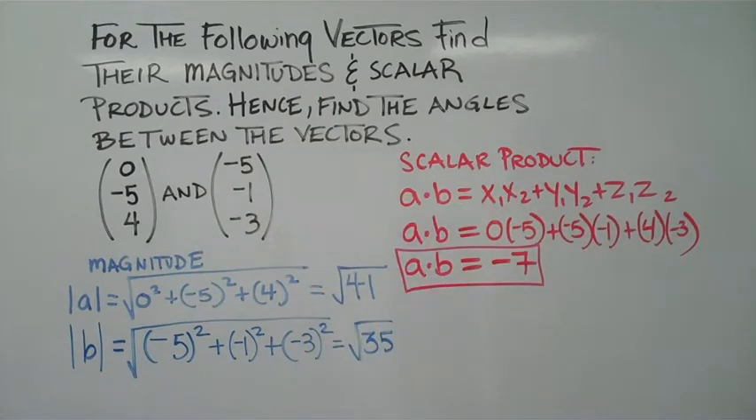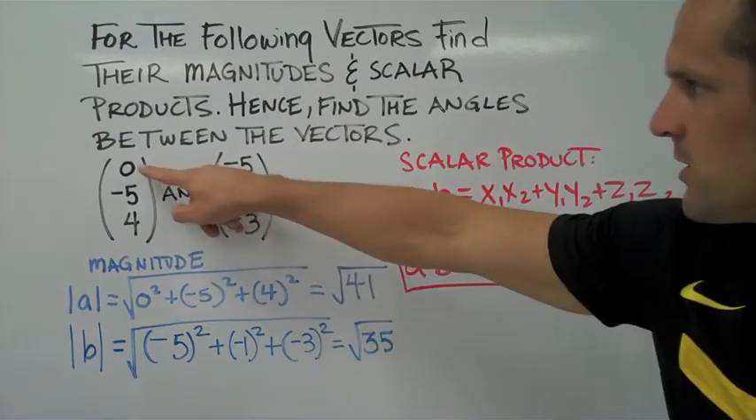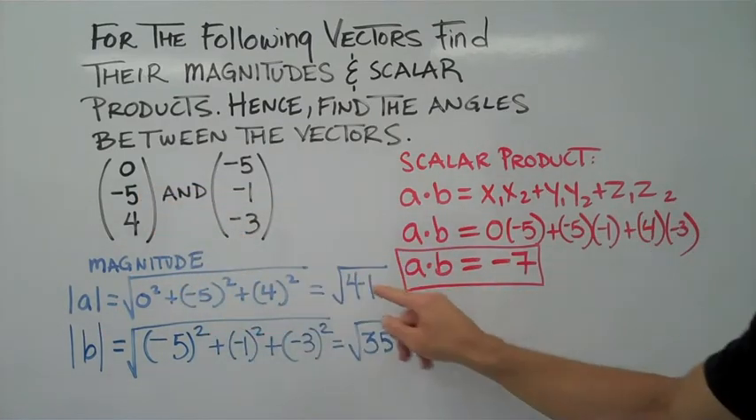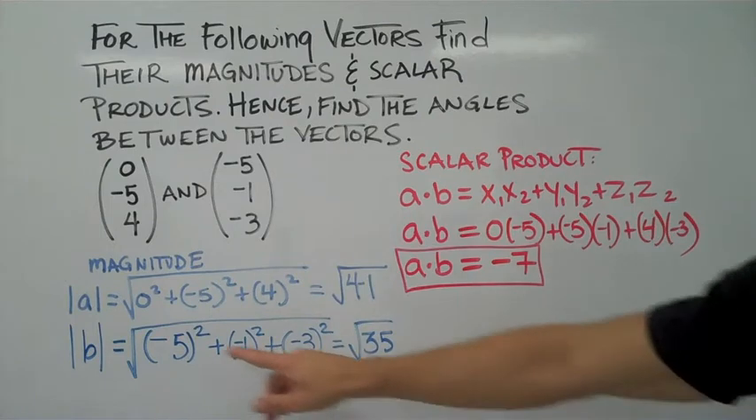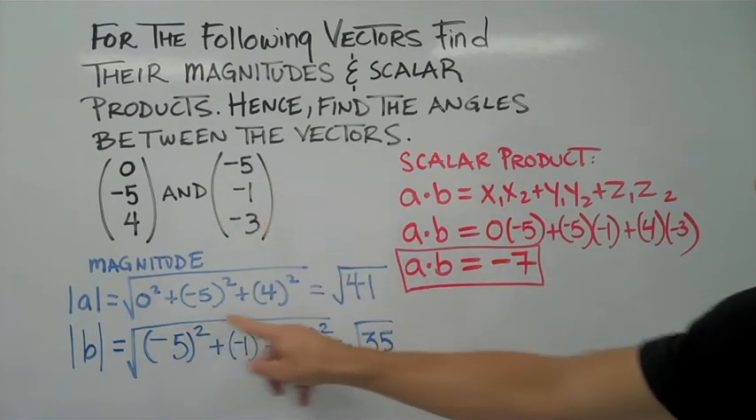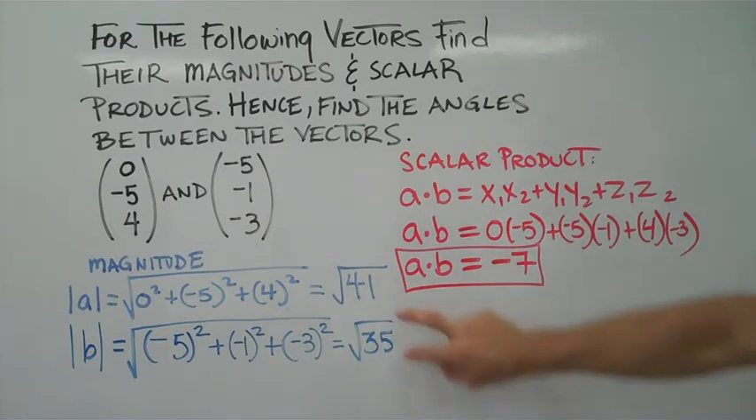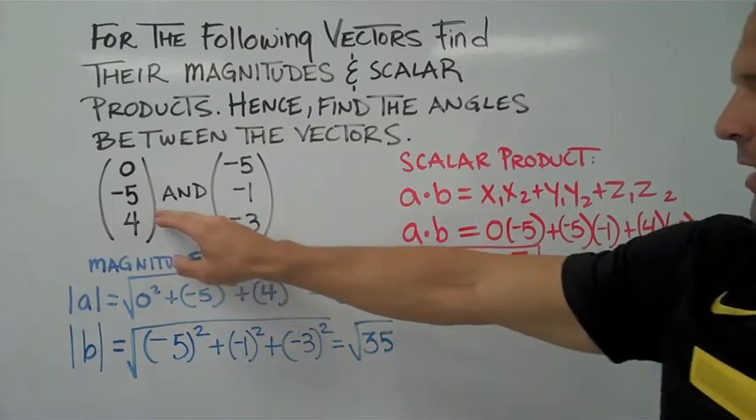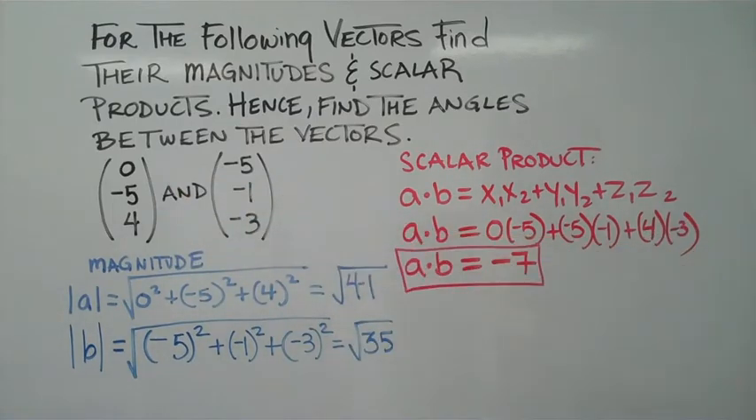Well, what is their magnitude? We have to use the Pythagorean theorem. The square root of 0 squared plus negative 5 squared plus 4 squared is equal to the square root of 41. The square root of negative 5 squared plus negative 1 squared plus negative 3 squared is equal to the square root of 35. We found the magnitude of vector A and the magnitude of vector B. I just randomly called that one vector A and that one vector B.